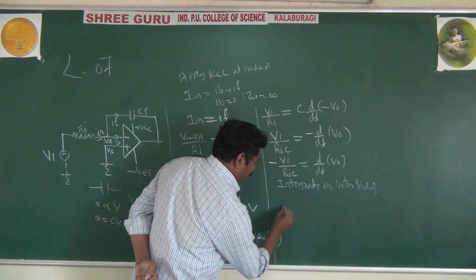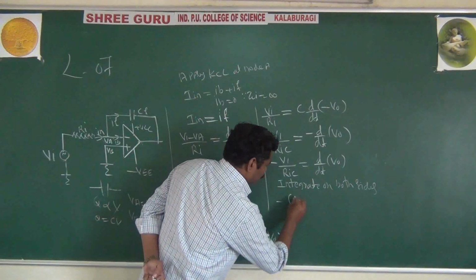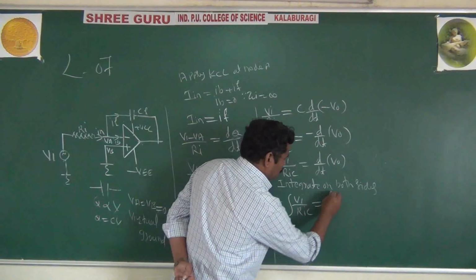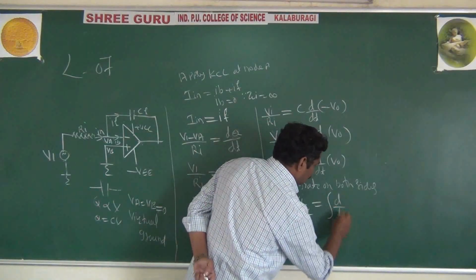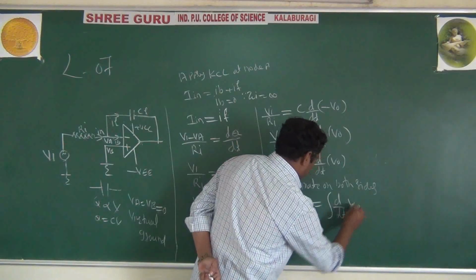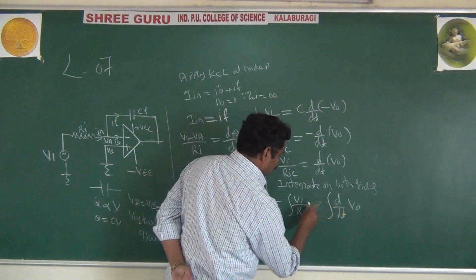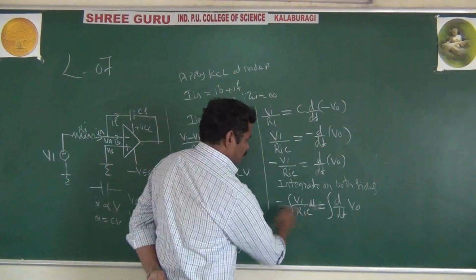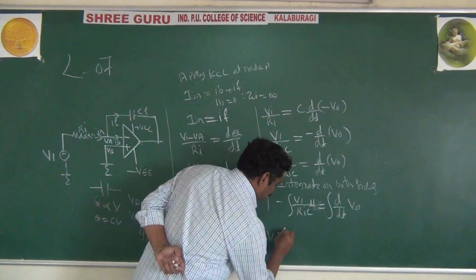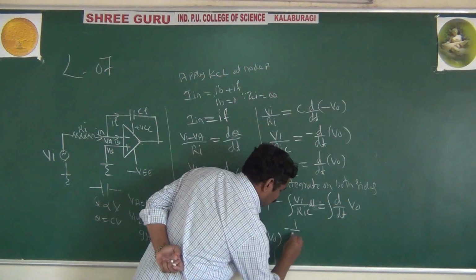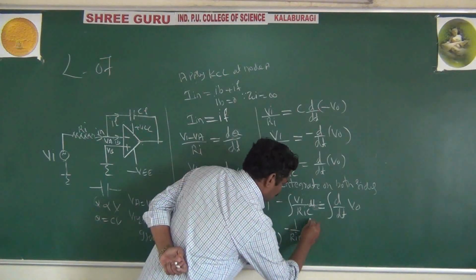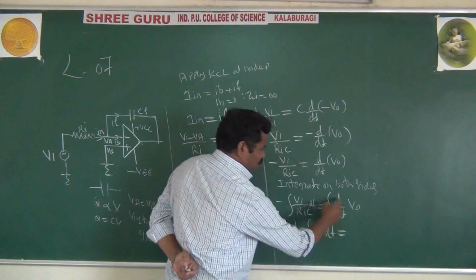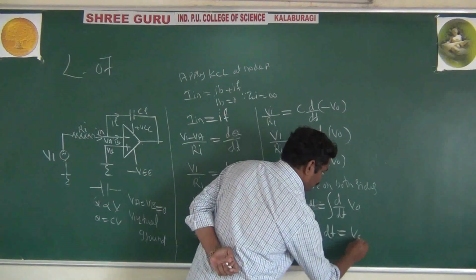That becomes minus sign on the outside. Vi by Ric equal to integration of d by dt into V. Or right here also dt. And here you take Vi by Ric constant, you take outside 1 by Ric integration of Vi into dt. And as usual, this differentiation and integration cancel, that becomes V naught.